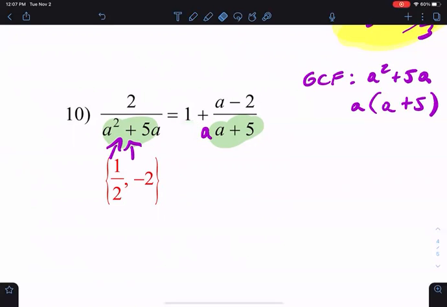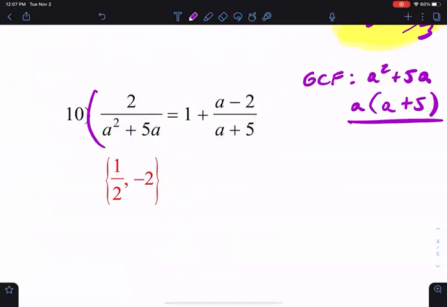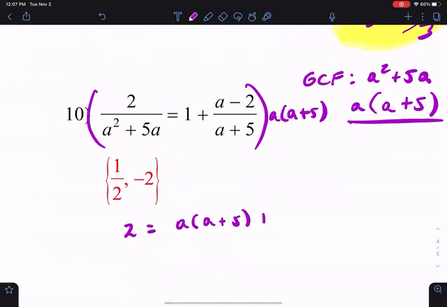And if you multiply this 1 over that, you get the same denominator. So that's the GCF. You need to multiply that by that number. So you multiply everything by a plus 5. Okay, you do that. You get 2 on the left side. This is a plus 5. And then you get plus, well, this cancels out with that. And then you get just a minus 2.